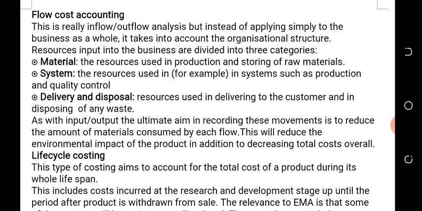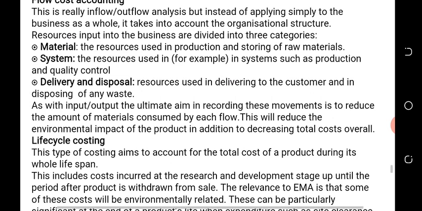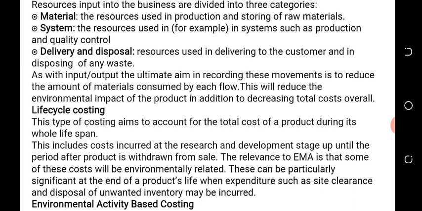Now, the material: the resources used in production and storage, and storing of raw materials. System: the resources used in the system such as production and quality control. The delivery and the disposal: resources used in delivering to the customer and in disposing of any waste.